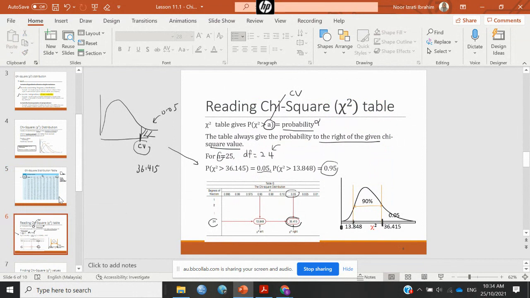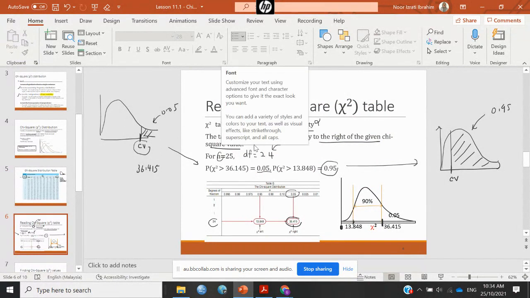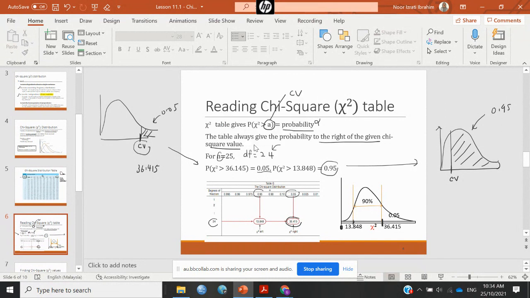What if you are given probability 0.95? What does 0.95 mean? If you draw the curve, it will be the bigger area here, because it is 0.95. To find the CV means to find this value, and it is always the right tail. So what you have to do is look at the chi-square table, look at alpha 0.95 and degrees of freedom 24. The value inside the table will give you the CV. CV equals 13.648.